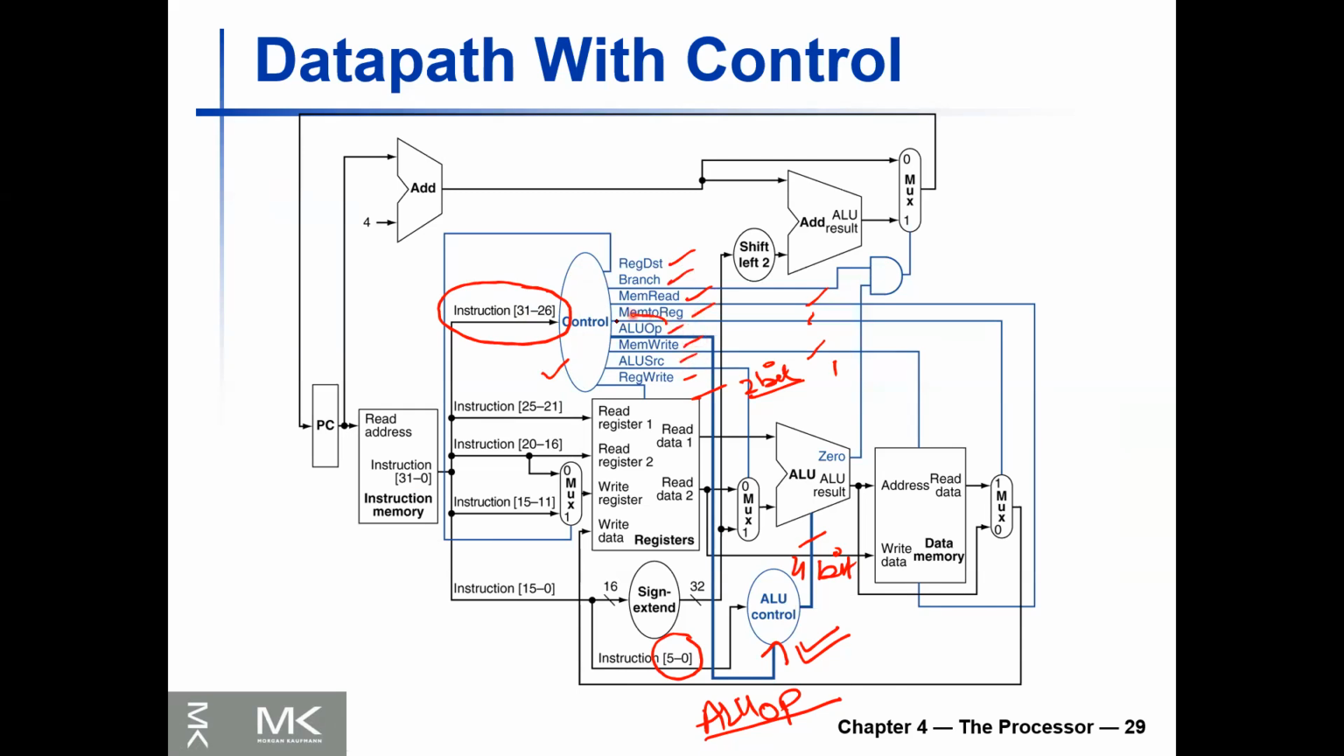By the way, the ALU opcode is 2-bit. That's why I said 9. If we consider the ALU opcode as a single signal, then we can say there are 8 control signals.